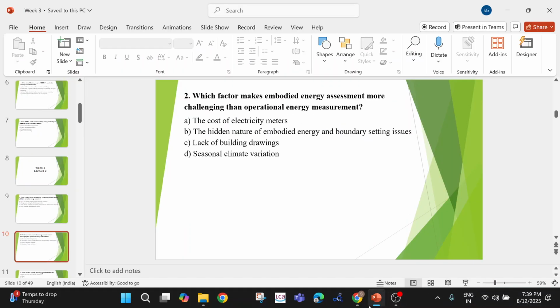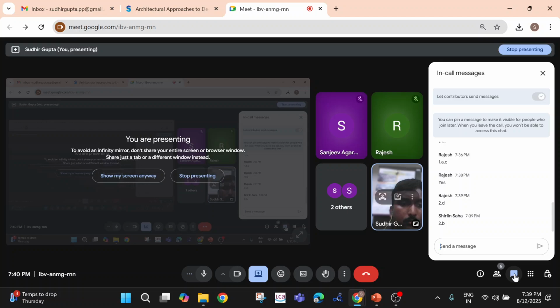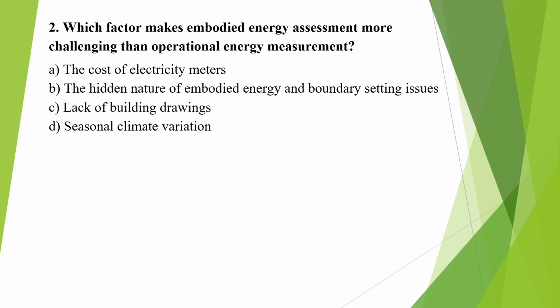So I think you have understood the answer and answered also. I have received two answers, B and D. Out of this B and D, only one answer is correct. So the correct answer for this question number two is option B.